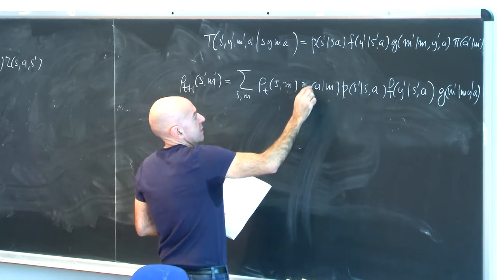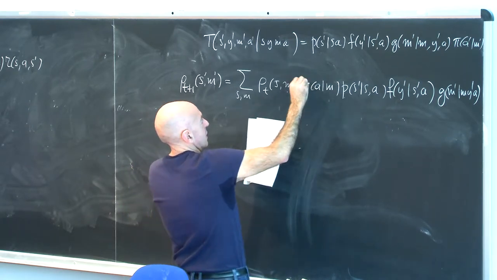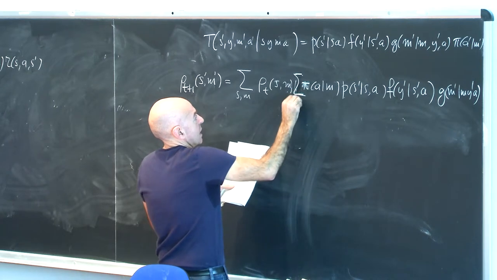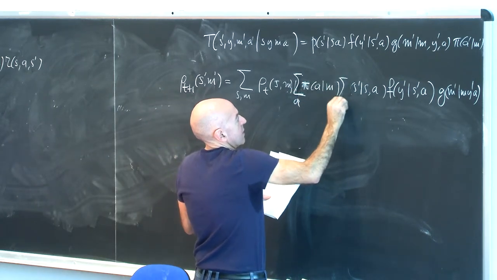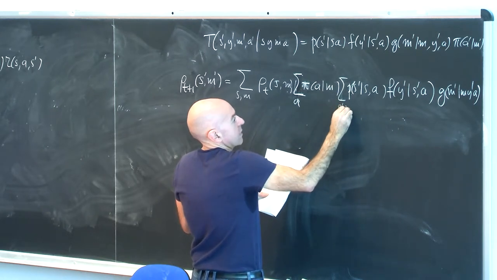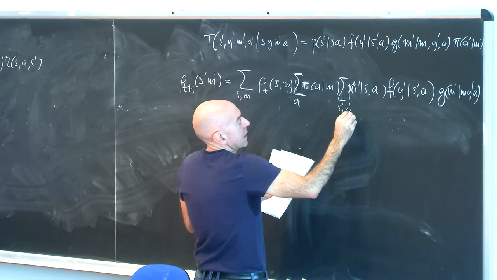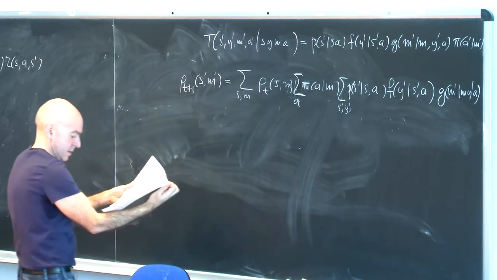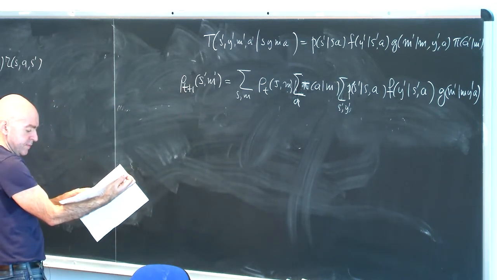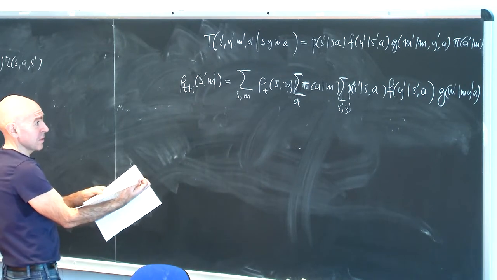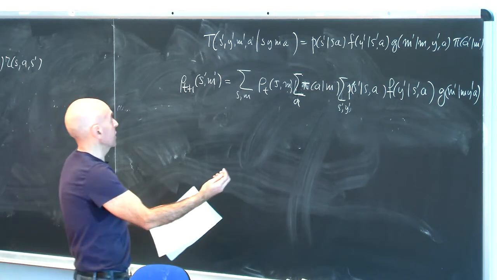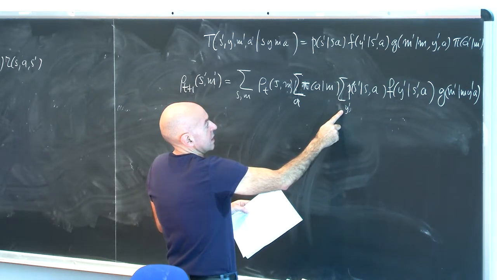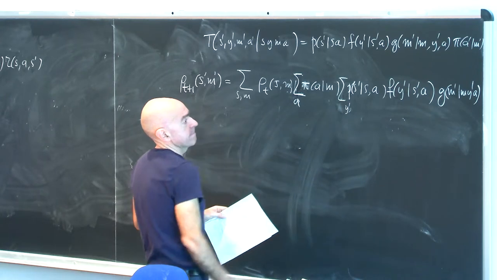And all this is actually, well, let's put it this way, there is a sum over A here, and there is a sum over Y prime. No, sorry, not S prime, because S prime must be there. So this is a sum over Y prime, and that's it.